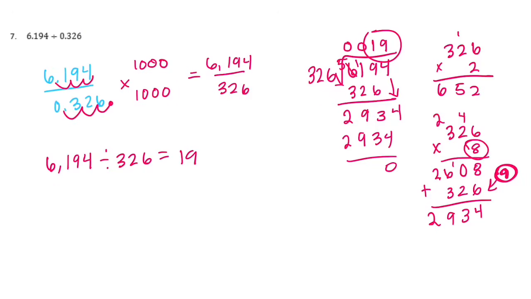So then our original problem, which was 6 and 194 thousandths divided by 326 thousandths, is also equal to 19.